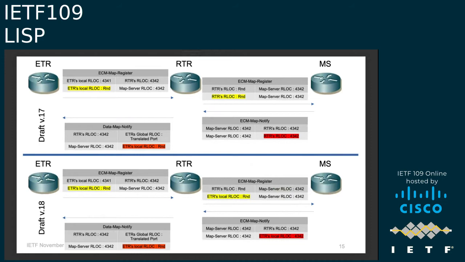As a last change, in the previous version of the draft, the RTR rewrites the inner header of the encapsulated map register from the ETR's local RLOC to the RTR RLOC when sending the message to the map server, and vice versa when sending back the map notify to the XTR. We consider that this behavior is inherited from the first version of the draft, when encapsulated messages were not used, and the rewrite is no longer needed.